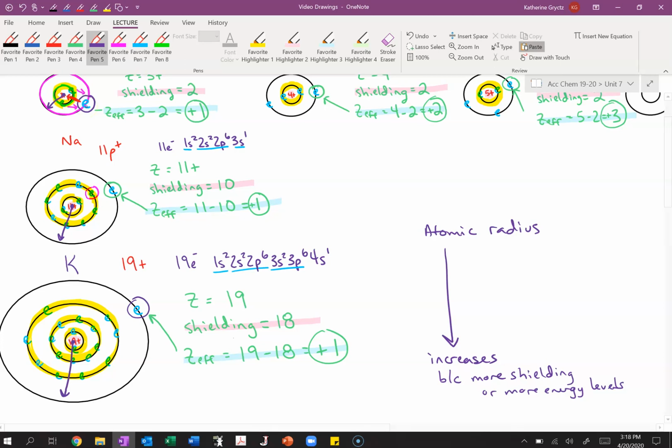We're going to start ranking elements against each other and see if you can predict who's bigger and who's smaller. The periodic table is arranged beautifully for you to be able to predict, but it is not the reason. The reason has to do with how many energy levels here.